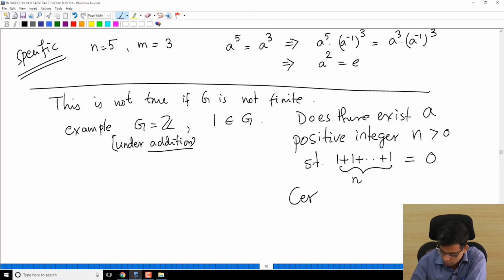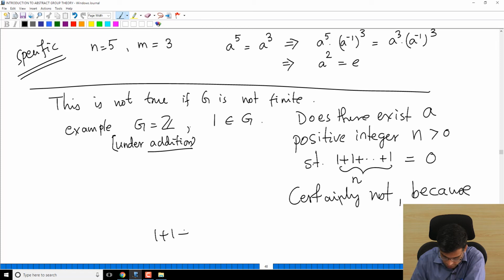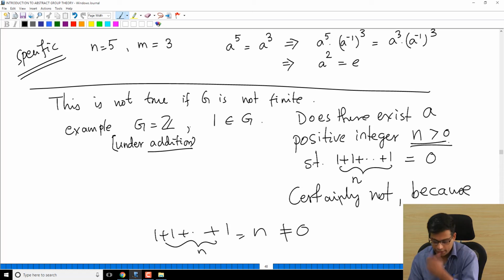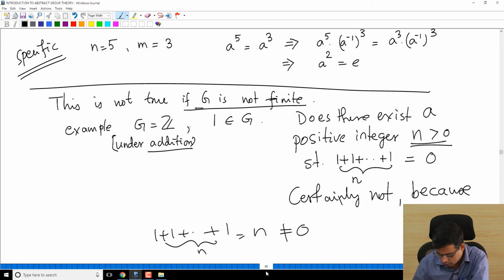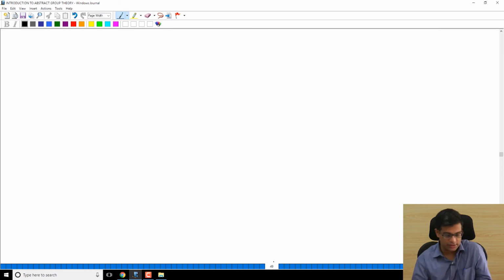Certainly not, because 1 plus 1 plus 1 n times is actually n, but n can't be 0. You are asking for n to be positive. So, n can't be 0. So, it is not true if G is not finite. This property is very specific to finite groups. So, I will end this video with one more example which is very similar to this.